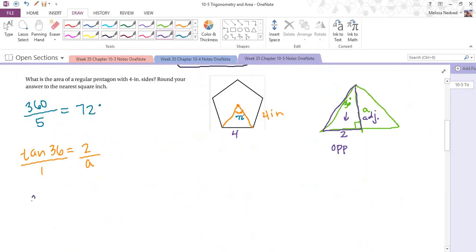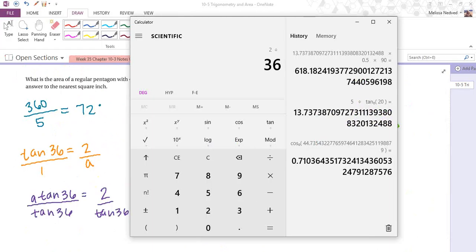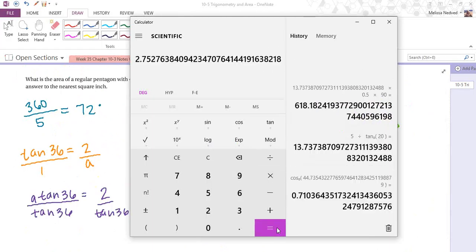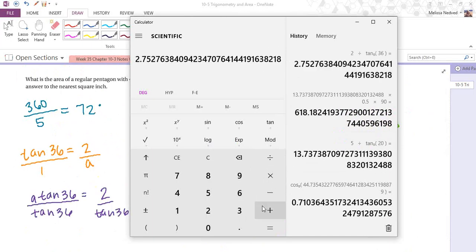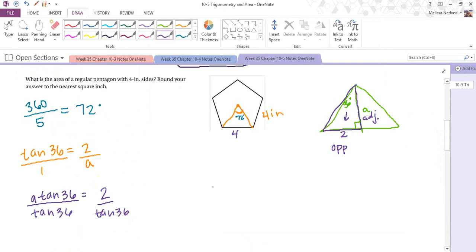We get A times tangent of 36 equals 2 times 1, which is just 2. Isolate that A by dividing both sides by tangent of 36. So in our calculator, 2 divided by tangent of 36, enter. Again, at least give yourself 3 decimals or leave it in there so we can use that as we continue. 2.753 approximately.